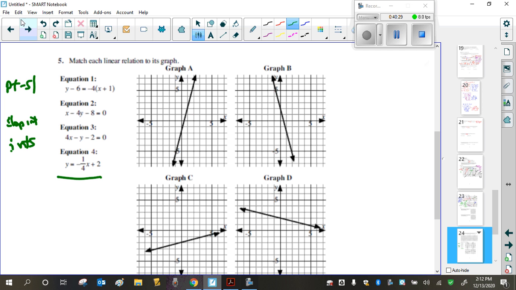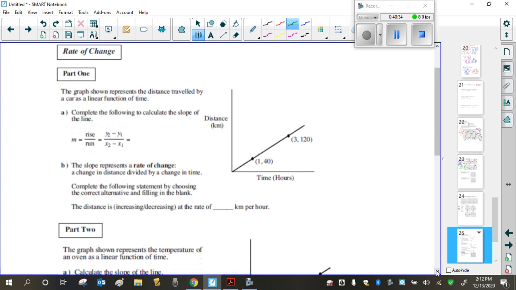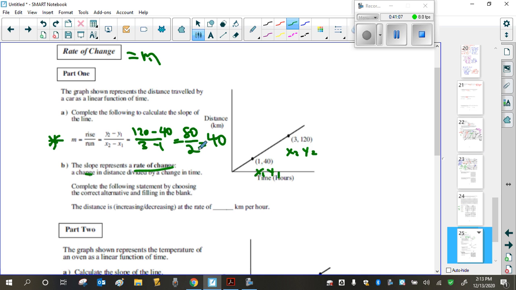So let's go to page 24 and talk about rate of change, aka slope. You already know this. You already did in science if you had science. So it says it right here. Slope represents rate of change, and we're going to use this exact formula. So this is x1, y1. This is x2, y2. So we go 120, subtract 40 up top, and x2 is 3, subtract 1 on the bottom, and that's 80 divided by 2, which is 40.